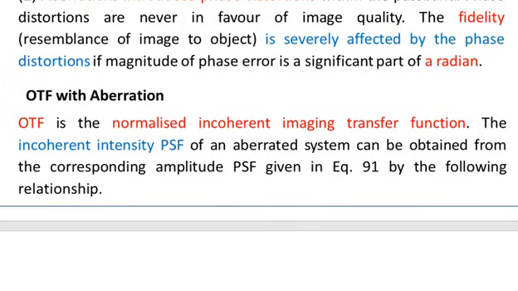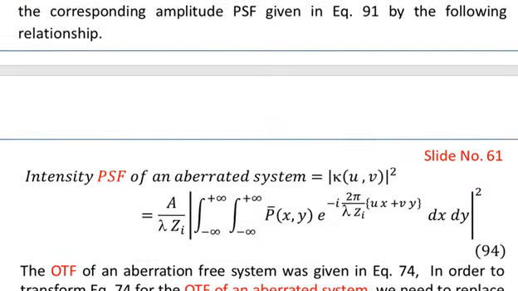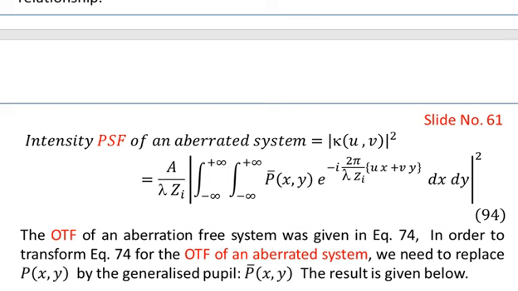OTF with aberrations. Now we are going to discuss OTF with aberrations. OTF, what is OTF? You know that it is the optical transfer function. Before that we have been discussing OTF in the form of the normalized incoherent transfer function. So OTF is the normalized incoherent imaging transfer function. The incoherent intensity point spread function of an aberrated system can be obtained from the corresponding amplitude point spread function by the following relationship. The intensity point spread function of an aberrated system is given by the absolute square of kappa.